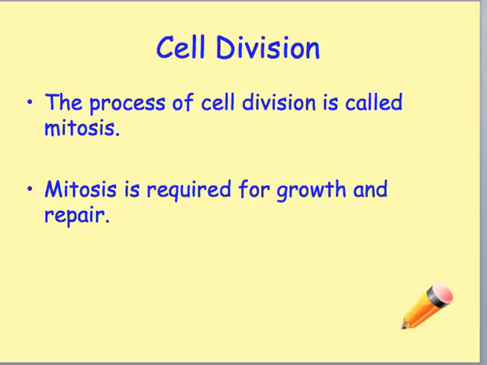Now, you also need to know that cell division has got this really important name, and it's called mitosis. And mitosis, because it's cell division, is required for growth and repair. It's needed, as I said before, for us to be able to grow or to repair any damage that has been done. So this is a special name that is given.